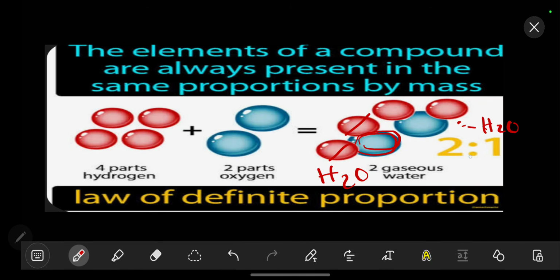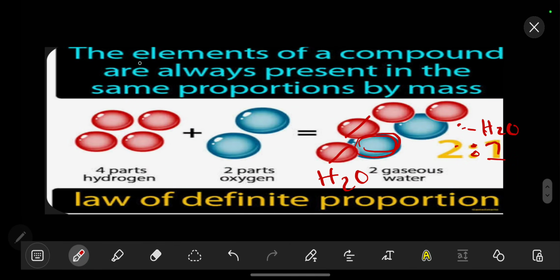So since there is a fixed ratio of 2 to 1, that is what we refer to as the law of definite proportion. In other words, we can say the elements of a compound are always present in the same proportions by mass. So that is the law of definite proportion.